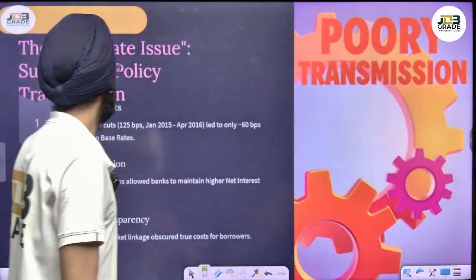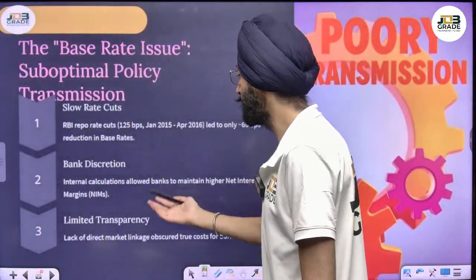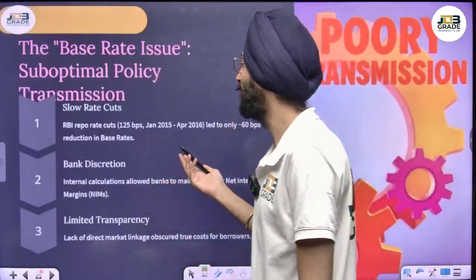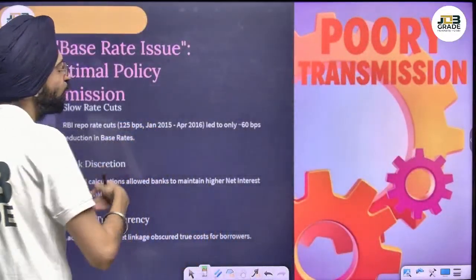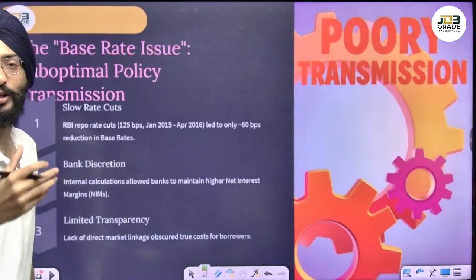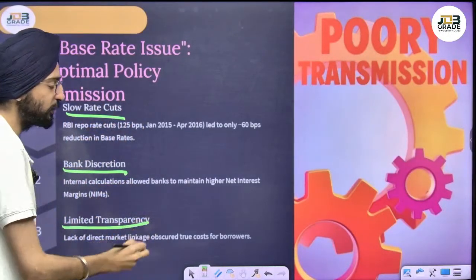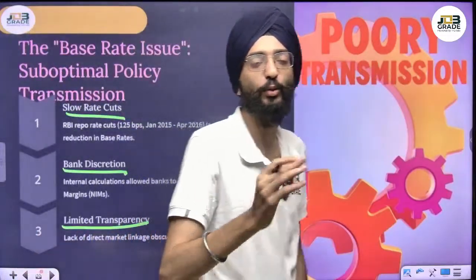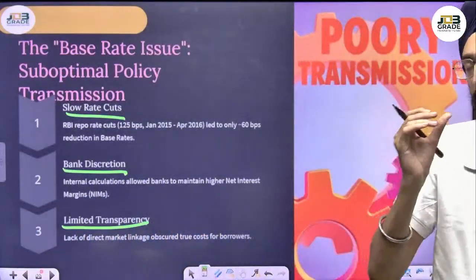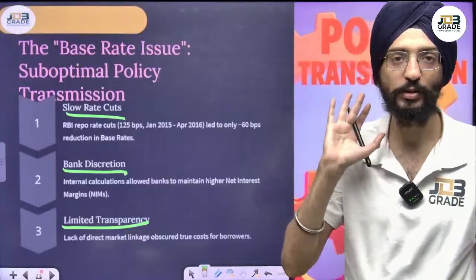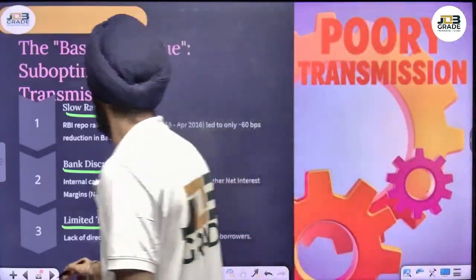On the base rate issue, slow rate cuts, bank discretion, limited transparency, all these issues were there. But these are certain. If you don't ever get a point out there, what's the issue with the banks? Just say slow rate cuts, bank discretion, limited transparency. That's a basic point out there. You can use these points in any of your answers in any of these subjects based on the circumstances out there in the mains examination.